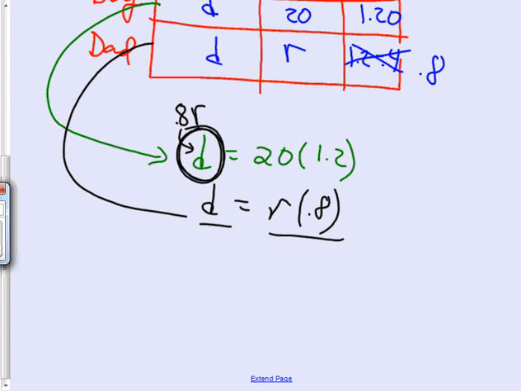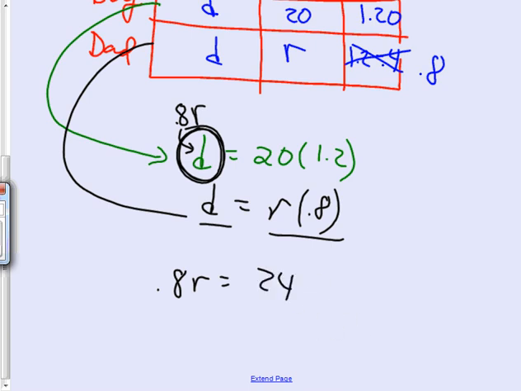And is there another way you could do it? Yes, there's another way. Either way, you're going to have to solve for R. So I'm going to put 0.8R equals 20 times 1.2, which I don't know what that is. Would somebody help me out with that? What's 20 times 1.2? 24. Okay, so then 0.8R equals 24, and I'm almost done.